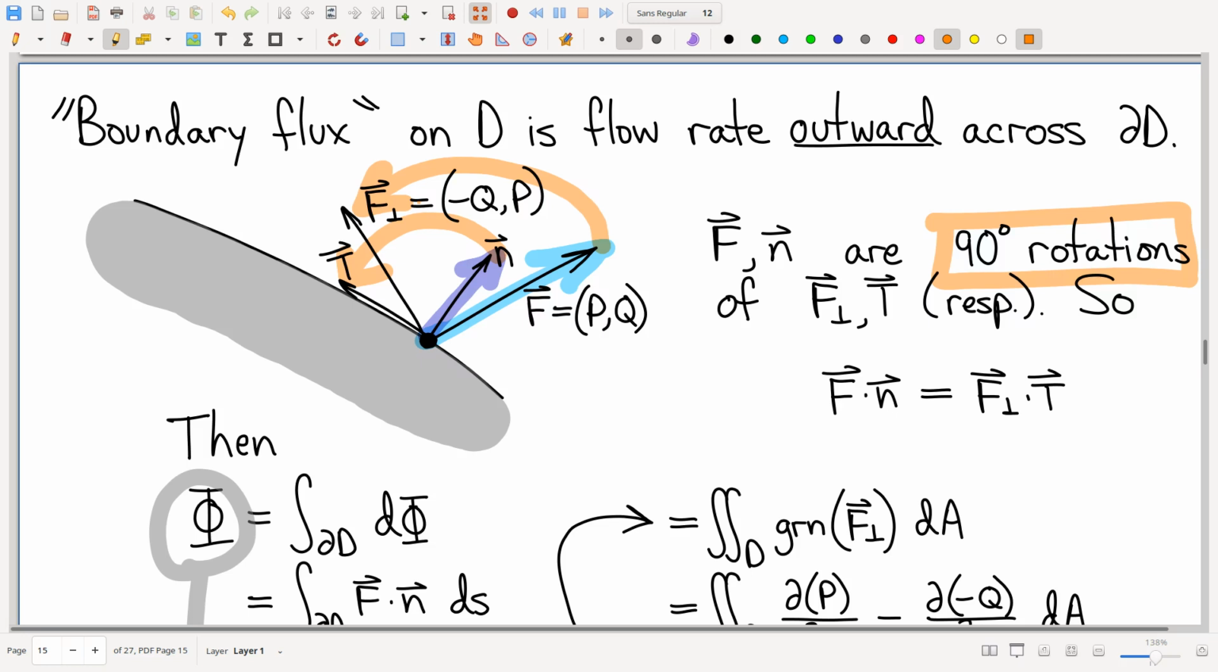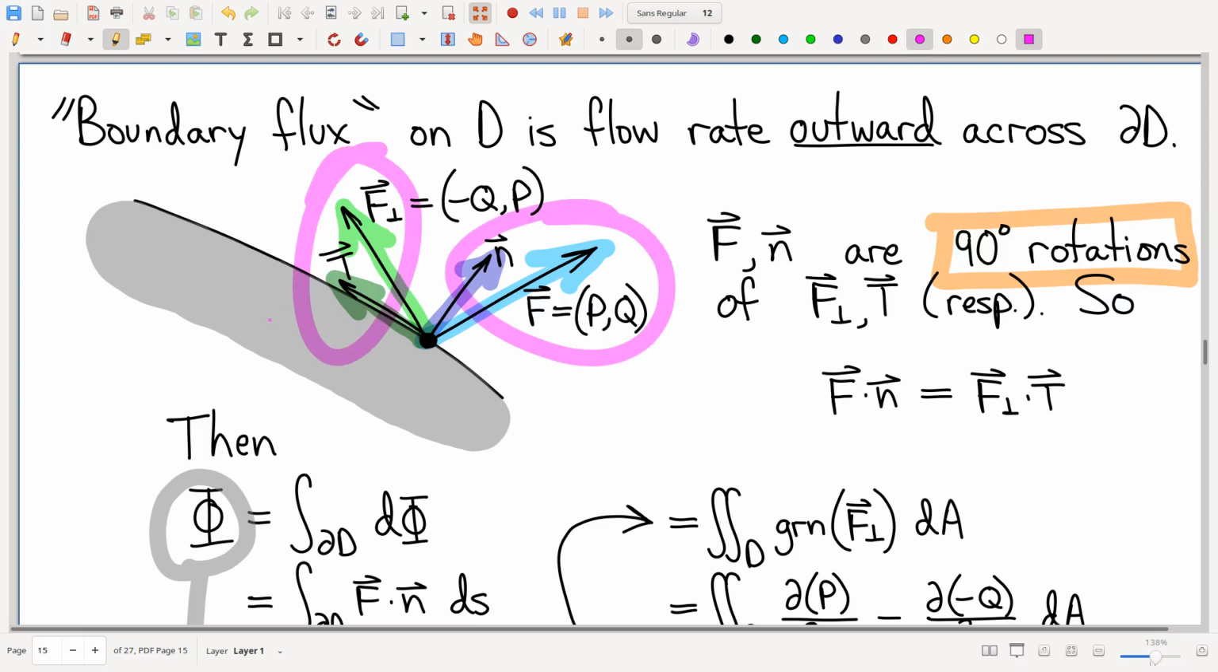Okay, so the punchline then is that I can rotate my normal vector to get a unit tangent vector, and I can rotate my F to get what I'm going to call F perp. And I claim that dot product and that dot product are the same.